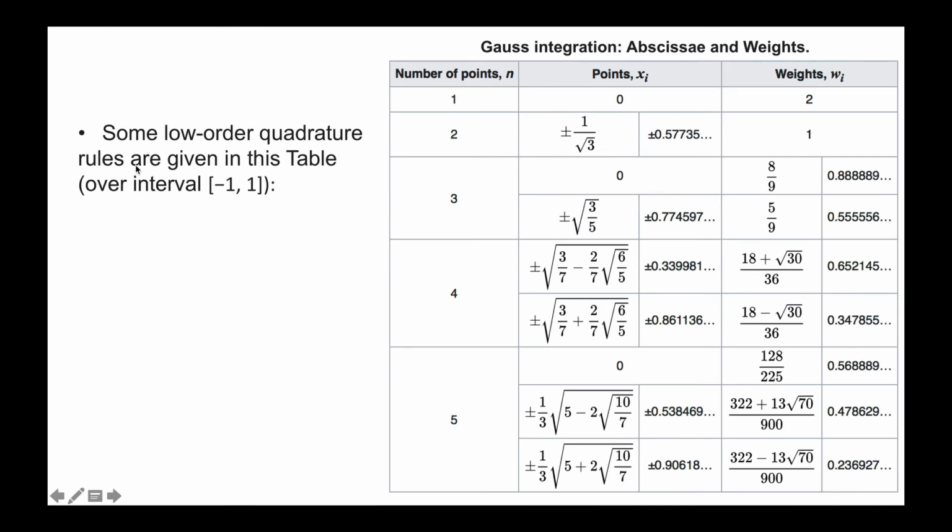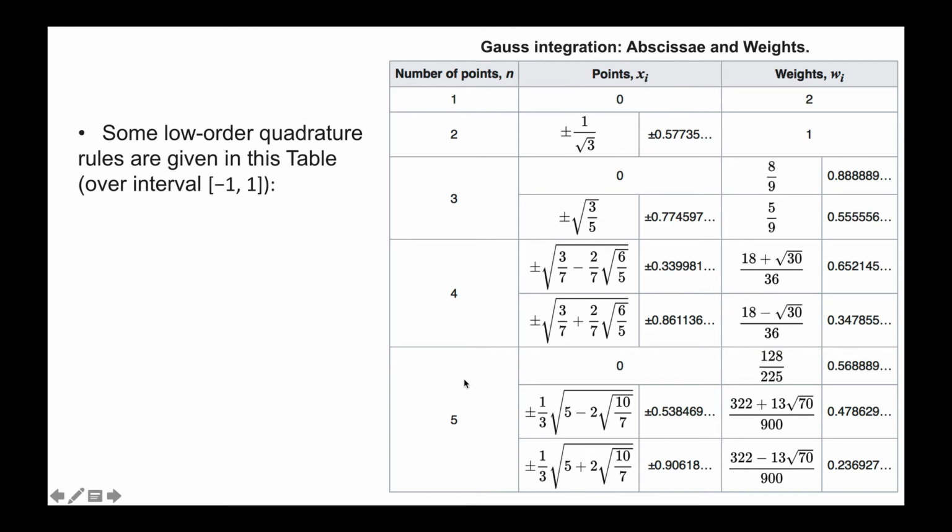Some low order quadrature rules are given in this table. I have summarized the abscissa and weight in this table for different n values. For n equal to 1, we have a point at the origin only, at 0, and the weight is 2. For n equal to 2, we have 2 points, plus minus 1 over square root of 3, and the weight is 1 for every W1 and W2. Then for n equal to 3, we have 0 and another one is plus minus square root of 3 by 5, and the corresponding weights are also given, W1 and W2.